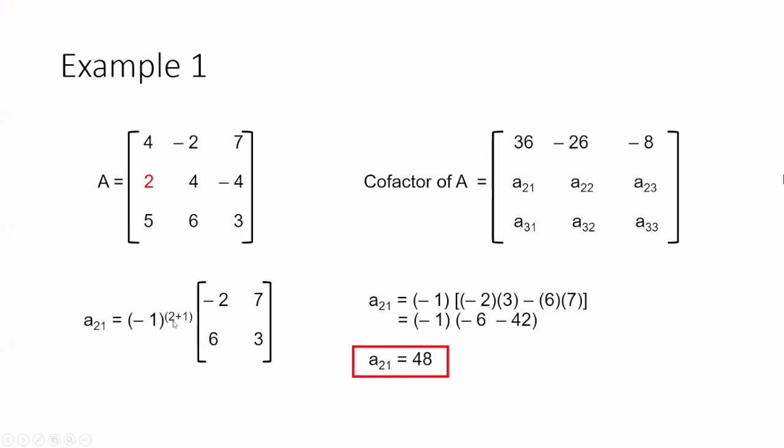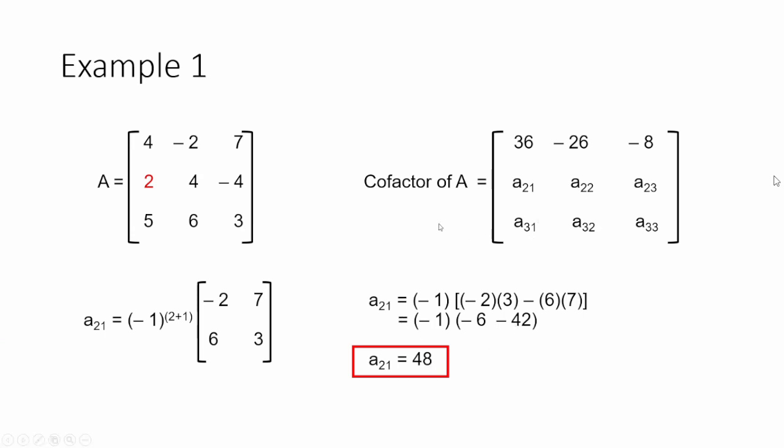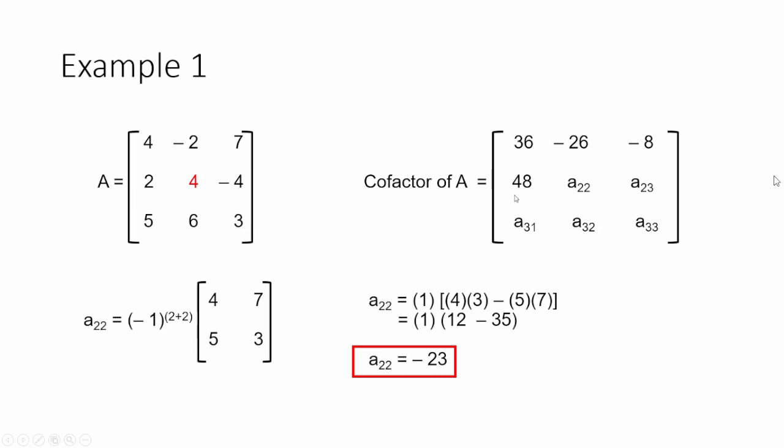So negative 1 raised to 2 plus 1, that's equal to negative 1 raised to the third, which is equal to negative 1. Tapos, negative 2 times 3 is equal to negative 6 minus 6 times 7, 42. Good. So that's equal to negative 6 minus 42. Negative 48 times negative 1 is positive 48. So therefore, that is your A21.